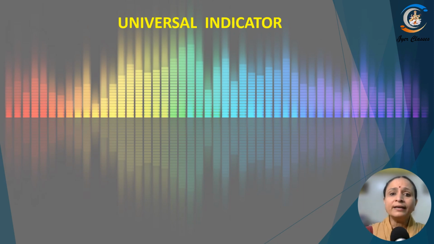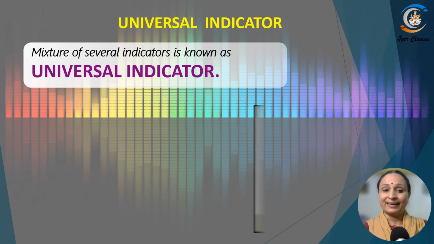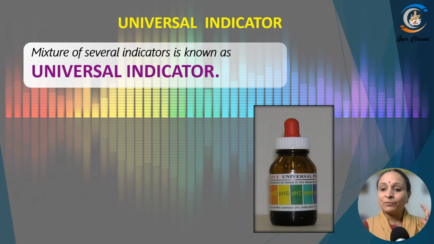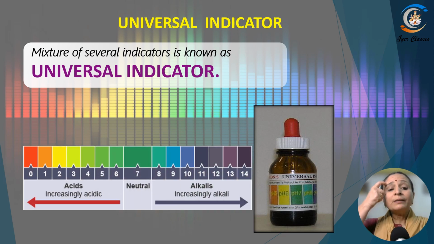What is a universal indicator? Universal indicator is the one which is kept in the laboratories. Now you can see it's a mixture of several indicators, and that is the reason it is known as the universal indicator. This is the bottle generally kept in the laboratories, and it has got the pH and it will show you a particular color.